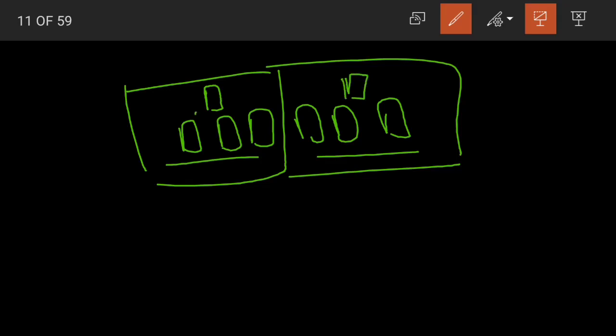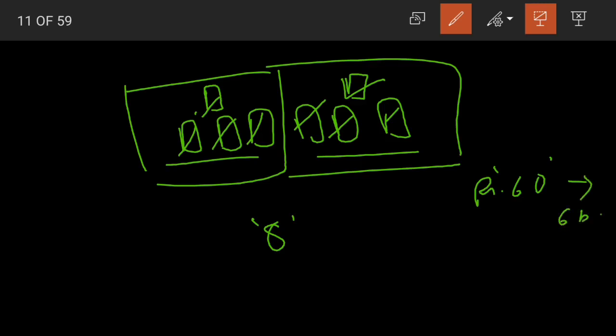Now count the total number of Milky Bars we have. 1, 2, 3, 4, 5, 6, 7, 8. So for 60 rupees normally we will get 6 Milky Bars. But as we are having the buy 3 get 1 offer, we got 8 bars. Understood, children?